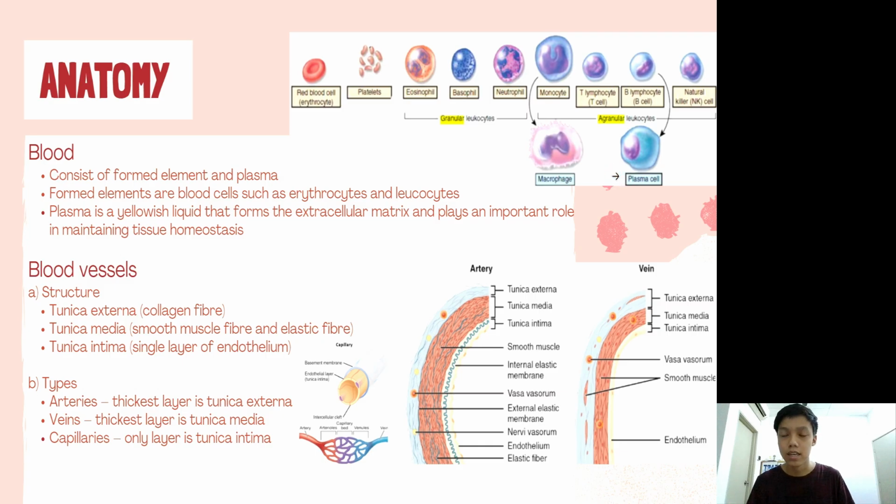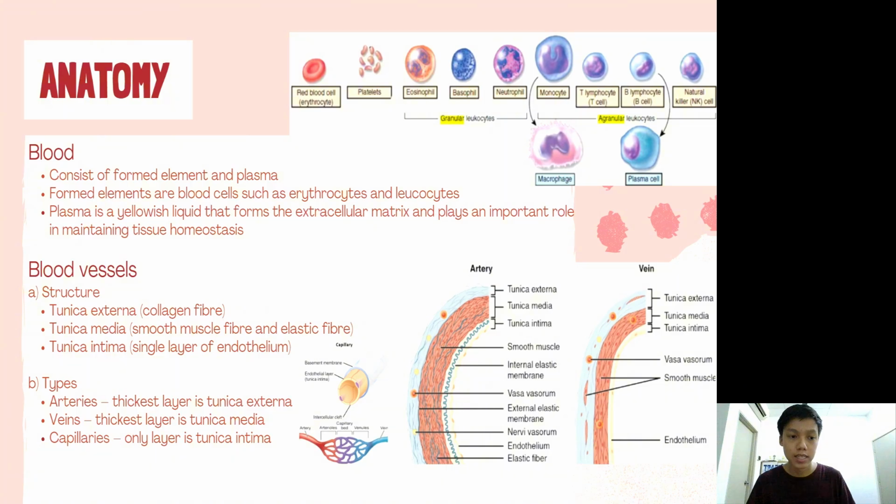And next is the monocyte. Now this monocyte will diffuse into the tissue spaces and differentiate into a macrophage. A macrophage is almost similar to a neutrophil. It also phagocytizes antigens, but the difference is the macrophage is more efficient because it is able to phagocytize a large number of particles at once.